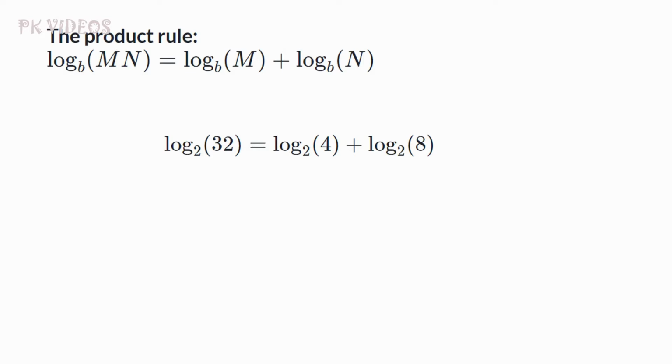Here we know log 32 to the base 2 is 5, because 2 to the power 5 is 32, and log 4 to the base 2 is 2, that is 2 to the power 2 is 4, and 2 to the power 3 is 8. Therefore, log 8 to the base 2 is 3. So we have the left hand side 5 is equal to the right hand side 2 plus 3, which is true.